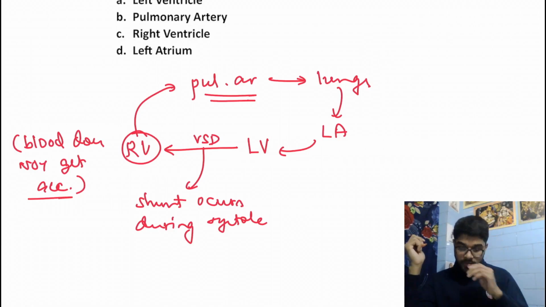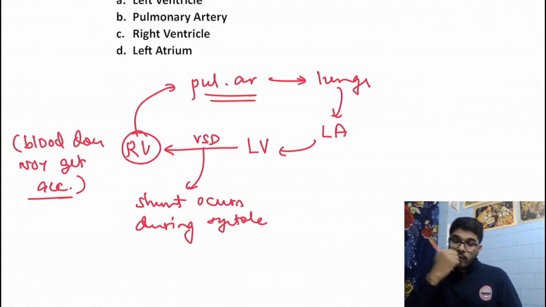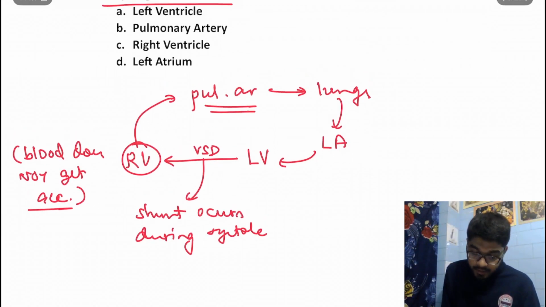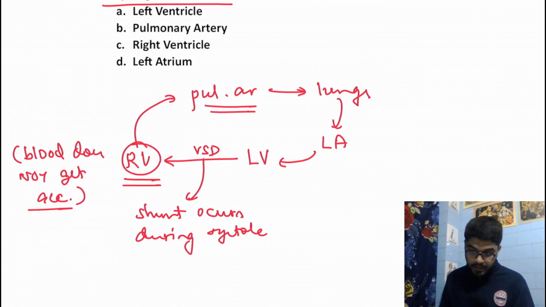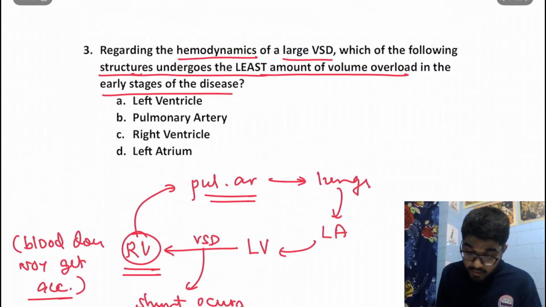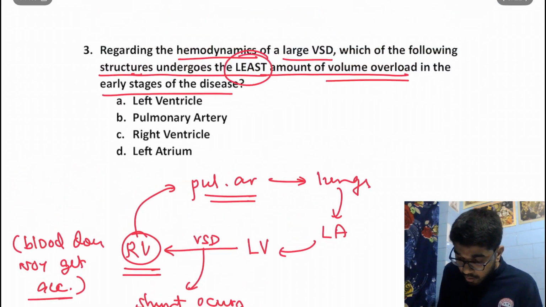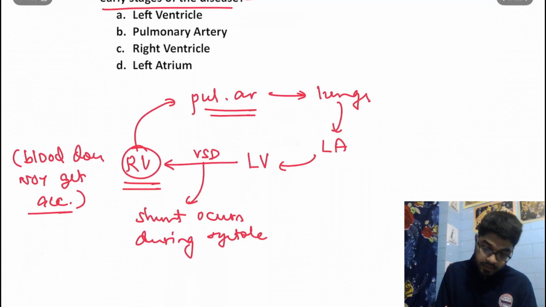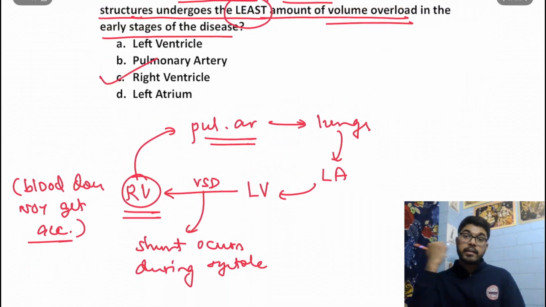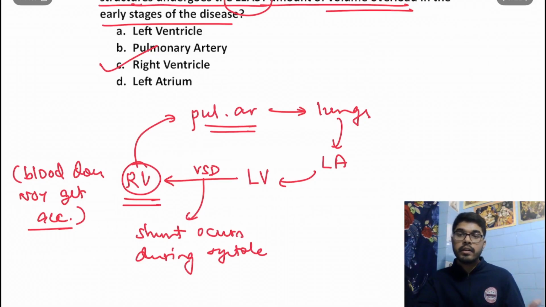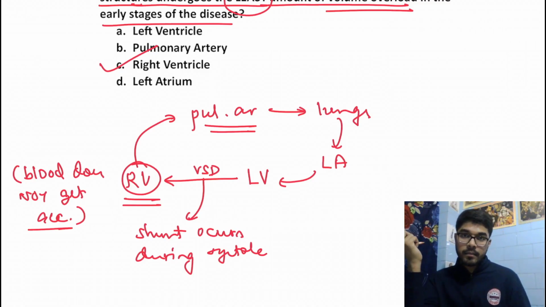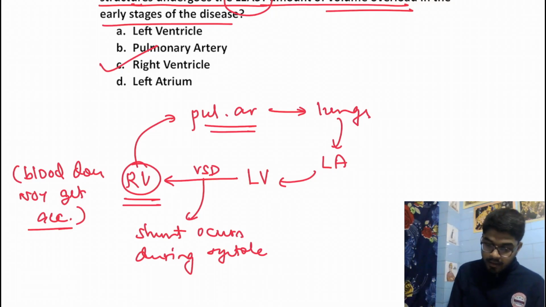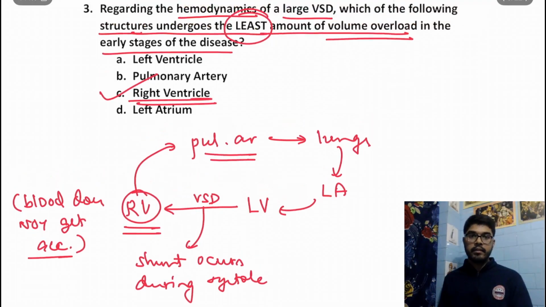it is occurring during systole, as a result of which a volume overload state is not reached by this right ventricle, at least in the initial stages, okay. And the question asked us about the one that undergoes the least amount of volume overload in the early stages of the disease. That's why your answer would be right ventricle. This is because the right and the left ventricle are contracting at the same time. So the blood directly from the left ventricle via the right ventricle goes to the pulmonary artery. Okay. So the last one to get affected is the right ventricle.